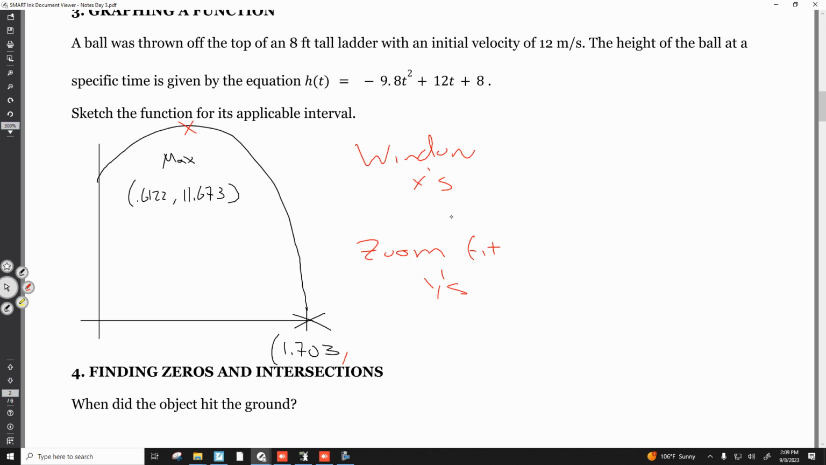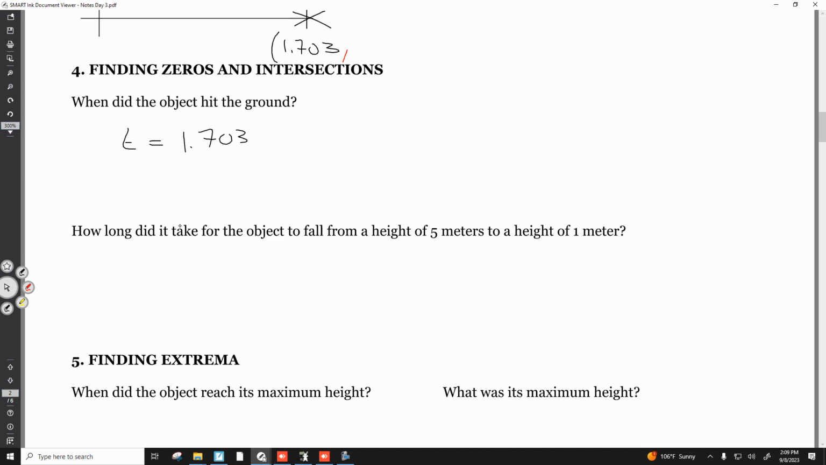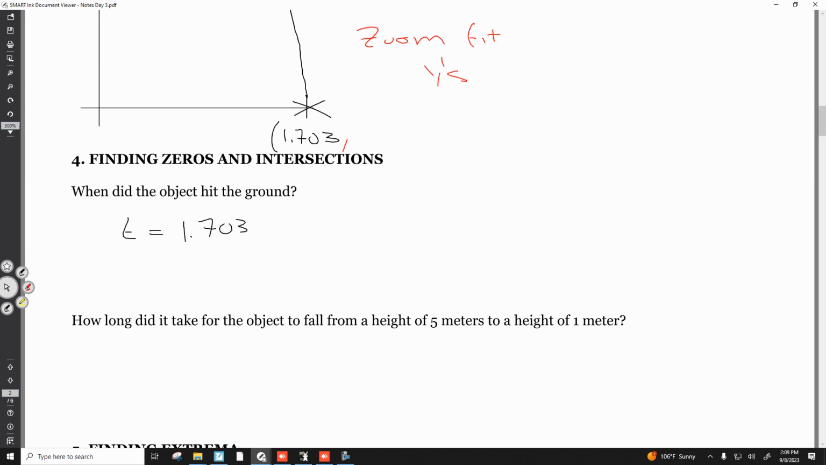Cool. All right. So when did the object hit the ground? 1.703 seconds. Moving on. How long did it take to fall from 5 meters to 1 meter? Oh, guys, this is so tough. I got to figure out when my height equals 5 and when my height equals 1. What do I do? We're not going to do it. Just tell me. Plug in 5, plug in 1? Wrong.